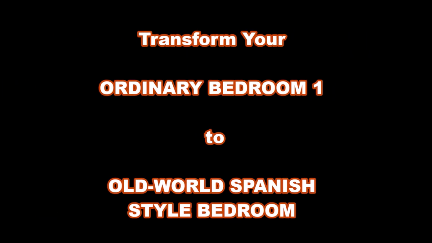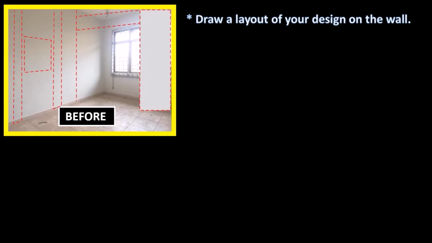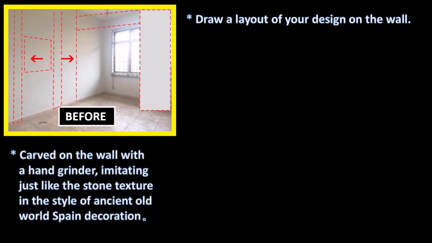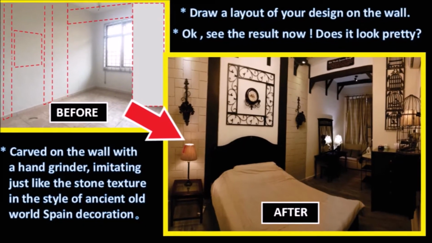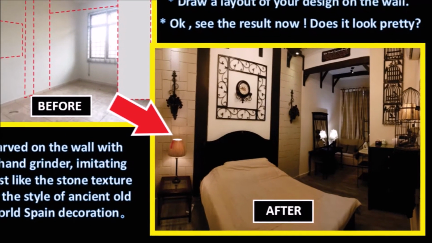Transform your ordinary bedroom 1 to Old World Spanish style bedroom. Draw a layout of your design on the wall. Carve on the wall with a hand grinder, imitating the stone texture in the style of ancient Old World Spain decoration. Okay, see the result now. Does it look pretty?